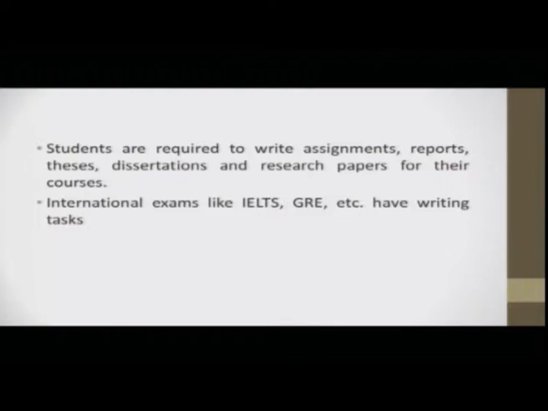So, coming back to the academic context, students are required to write assignments, reports, then they submit theses, dissertations, term papers as part of their course. Also, international exams like IELTS, GRE and others, which students aspiring to study abroad take, have a writing task.